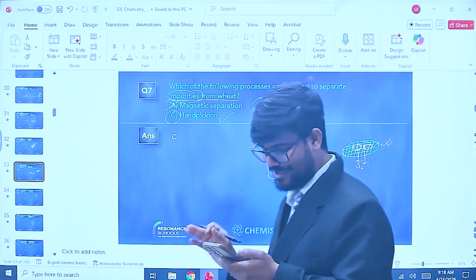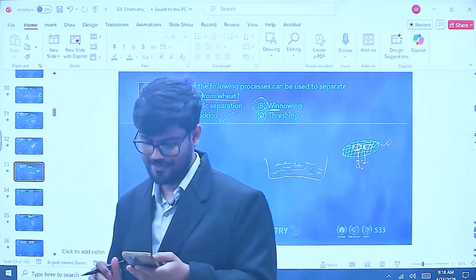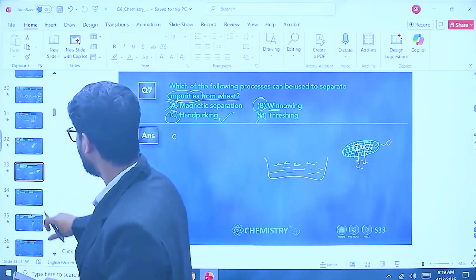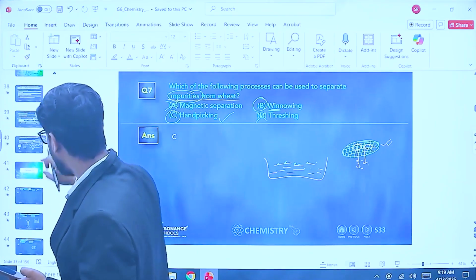Loading. Devans, how many times? Loading. We are repeating the same concept again and again. Okay, chalo. Loading, again I am explaining.